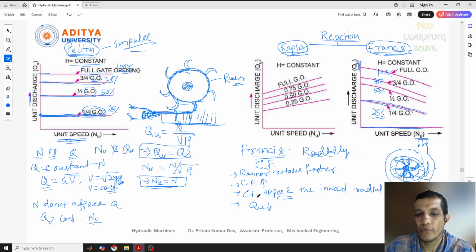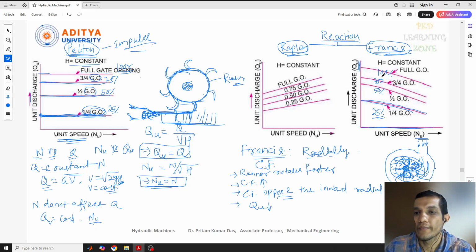That's why I told you that centrifugal force opposes the inward radial flow. Inward radial means from outside the water goes inside through the guide vanes. After that the runner will be there, and in the runner again vanes will be there. But when the centrifugal force is created here, as it is rotating, the water goes outside. So the flow is reduced, and once the flow is reduced, obviously the discharge will also be reduced.